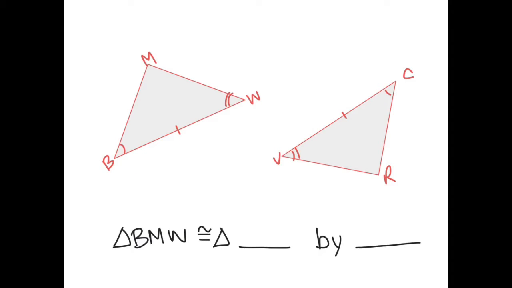So for my statement down the bottom, I'm just going to match everything up. B goes with C, M goes with R, and W goes with V, and they are congruent by angle, side, angle.